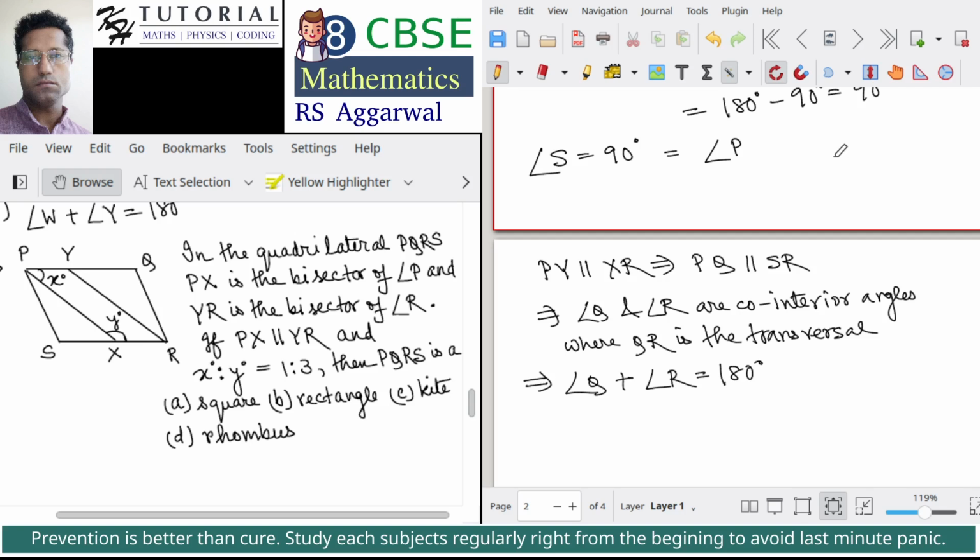Now from this, can we say that PQRS is a rectangle? Can it be a rectangle? So no, we also need to prove that the measure of the angle Q and R must also be each 90 degree.